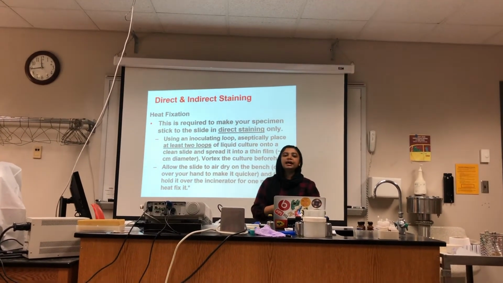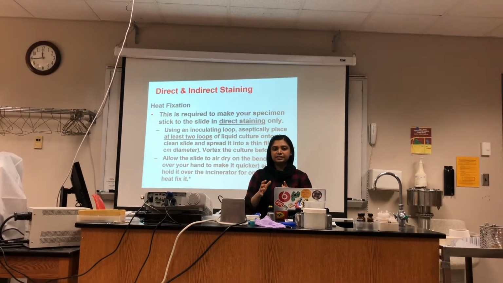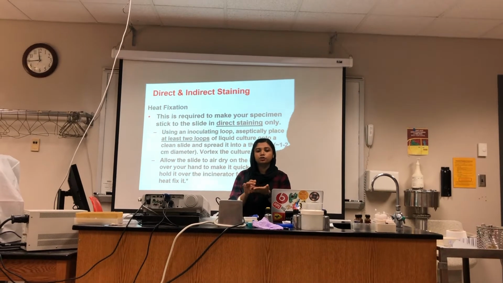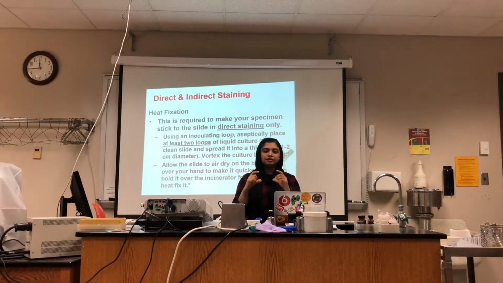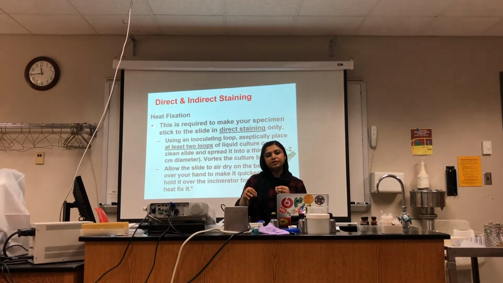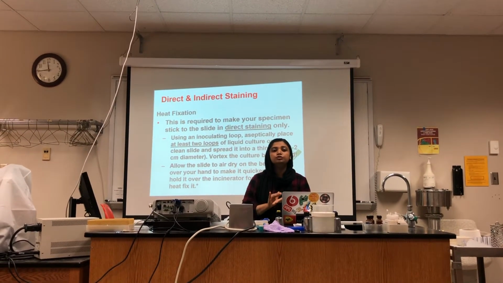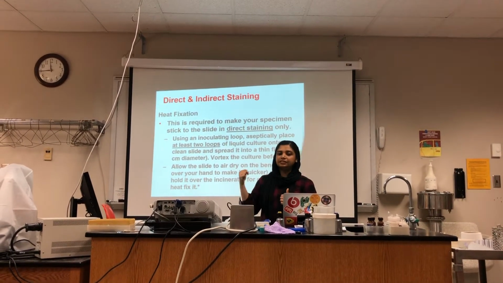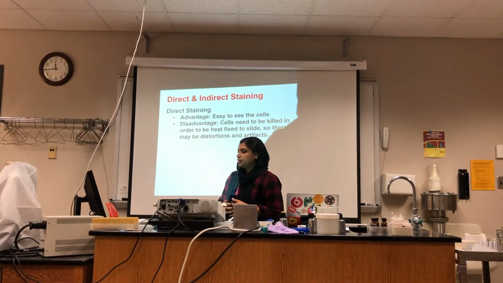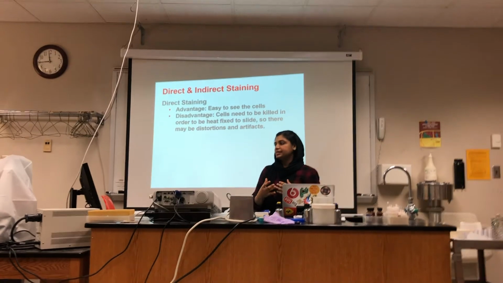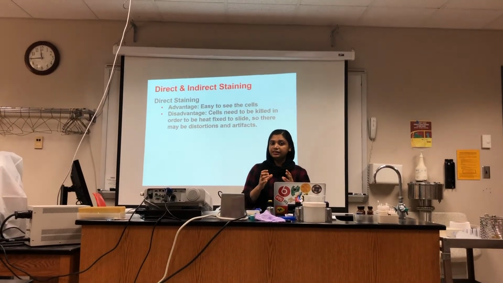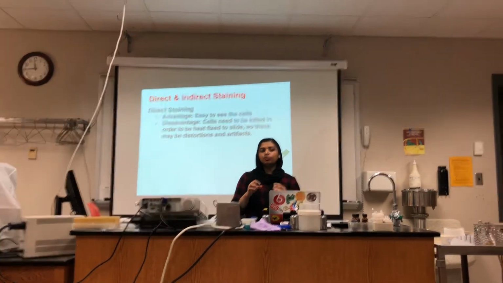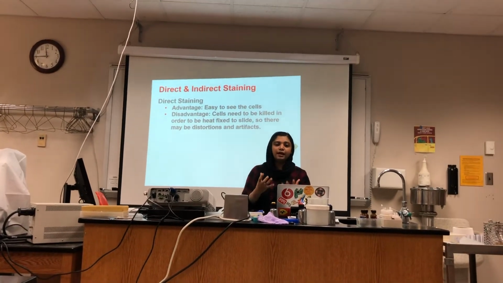For direct staining, there is an important step, that is heat fixation. After pouring the culture onto the slide, we will be heat fixing the slide, because this helps the bacterial cells adhere onto the slide and we could see the cells much more clearly. But we are not using this technique in indirect staining. The advantage of direct staining is that we could see the cells very clearly and easily, but the disadvantage is that we are actually killing the cells, so some kind of distortions can happen to the cells.